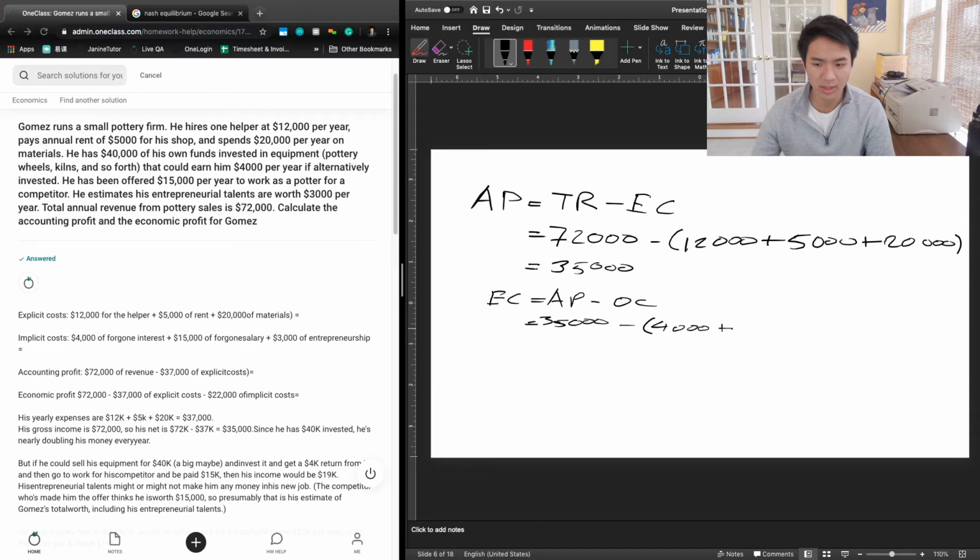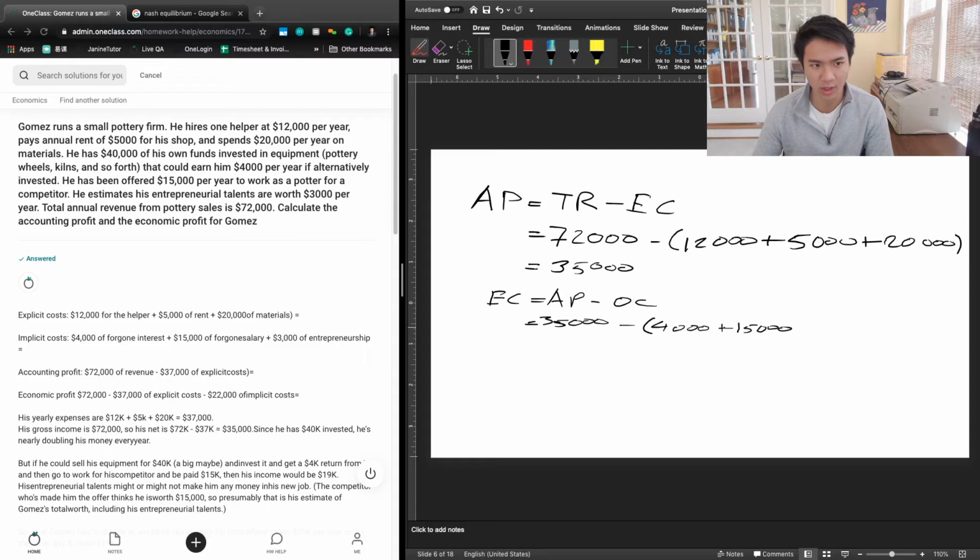He also knows that he could be working as a potter for his competitor instead of working at his own firm, and that would earn him $15,000. So this is something he also gives up. And finally, he estimates his entrepreneurial talents are worth $3,000 per year. I don't believe that would really contribute to his opportunity cost, because alternatively, if he's working as a potter for a competitor, he's not going to be really needing entrepreneurial talents, right? He's not running the firm.